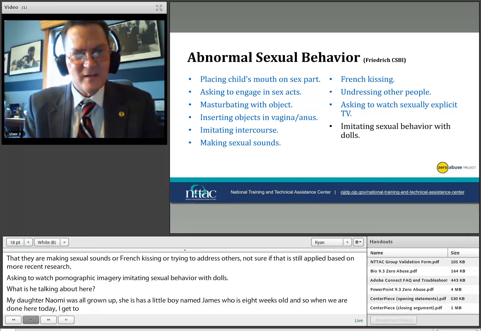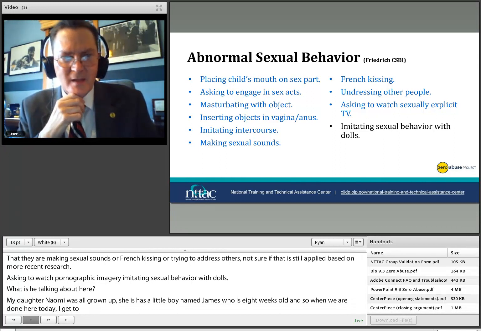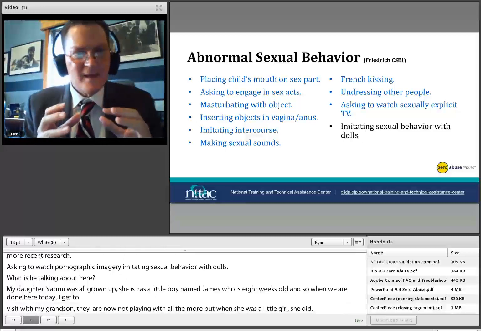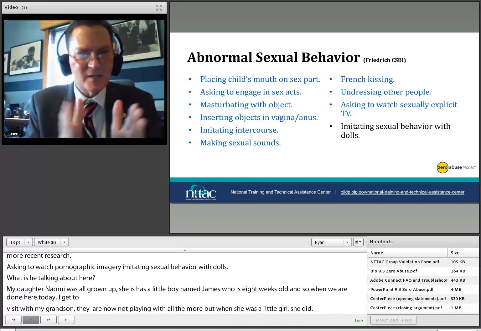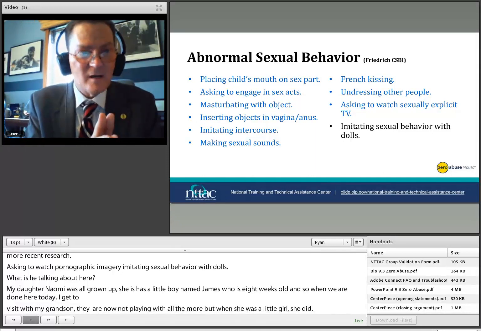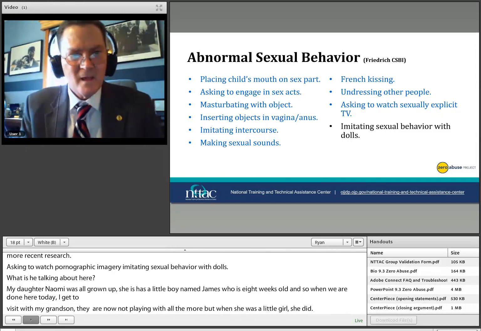My daughter Naomi is all grown up. She's married. She's a school teacher in Michigan. She's actually visiting, and she has a little boy named James who is 8 weeks old. And so when we're done here today, I get to visit with my grandson. Looking forward to that. So my daughter, all grown up, is not playing with dolls anymore. But when she was a little girl, she did.